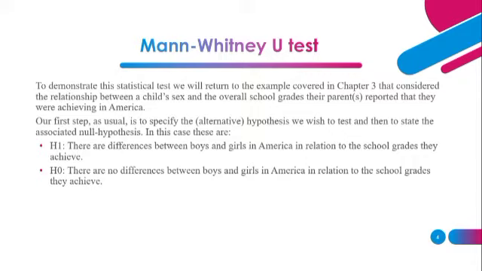Our first step, as usual, is to specify the alternative hypothesis we wish to test and then to state the associated null hypothesis. In this case, these are, first, H1, there are differences between boys and girls in America in relation to the school grades they achieve. The second, H0, there are no differences between boys and girls in America in relation to the school grades they achieve. Okay, to do this, you have to select Analyze, Nonparametric Tests, and then Two Independent Samples, and then open the Two Independent Samples.